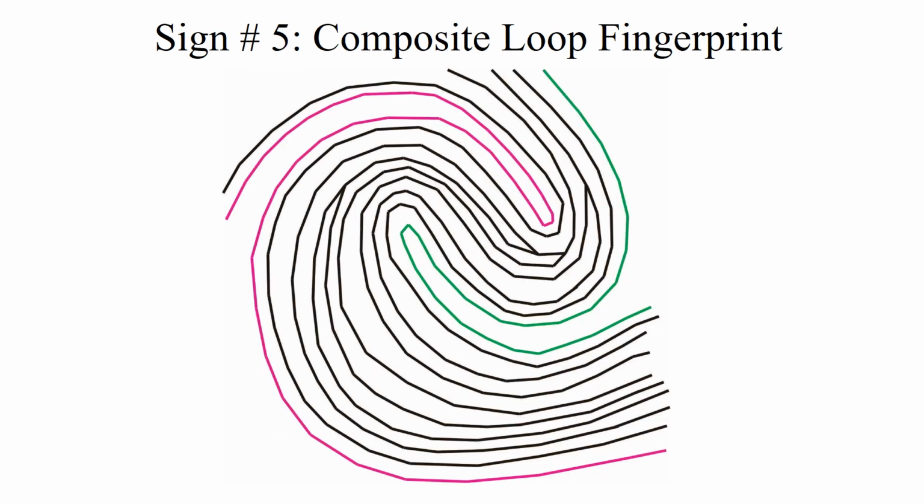Sign number 5. Composite loop fingerprint. The composite loop, also referred to as a double loop, is composed of two opposing loops. The presence of a composite loop fingerprint indicates that the person is intelligent, but very confused.